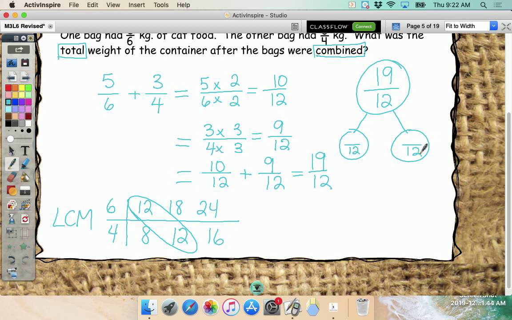What would one whole be? I'm going to pull a stick. Morgan, what would one whole be here? 12. Right, your numerator has to match your denominator. So 12 twelfths would be one whole, right? And how many are left over, Morgan? 7 twelfths. So 1 and 7 twelfths.